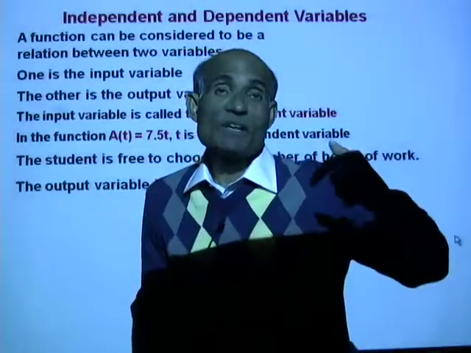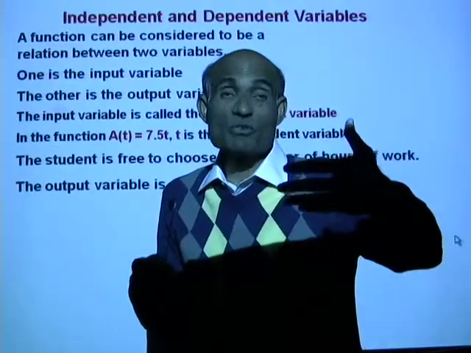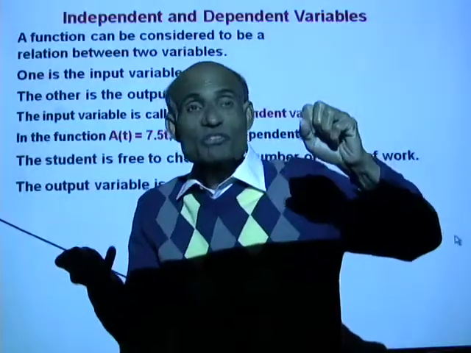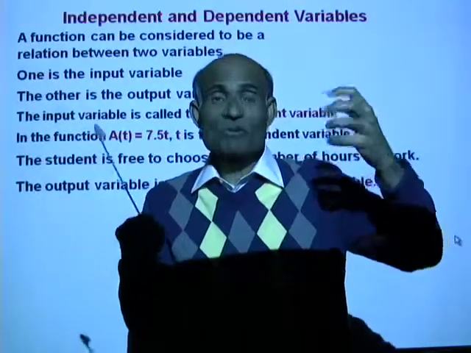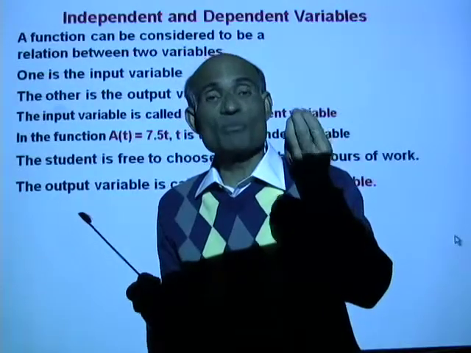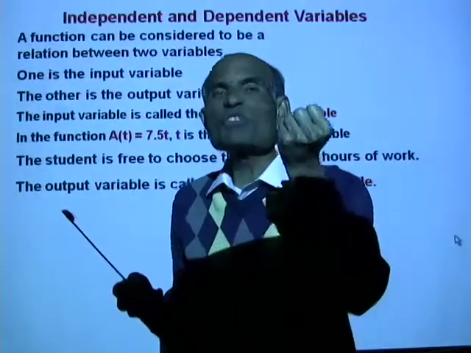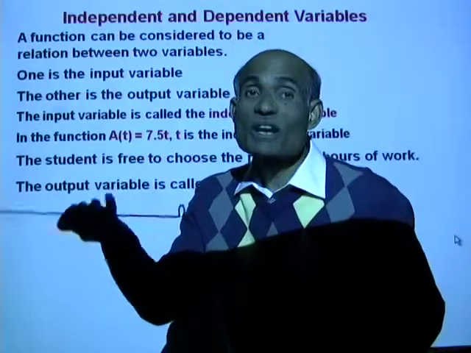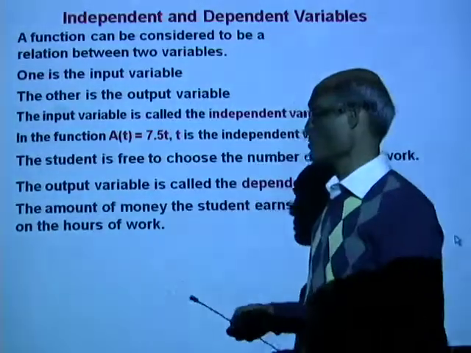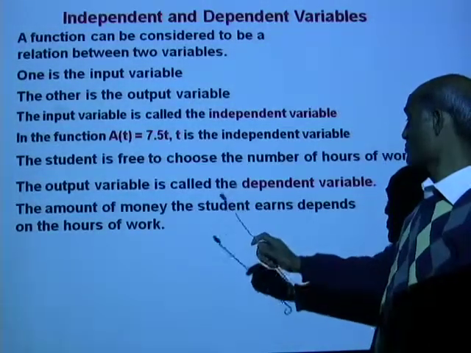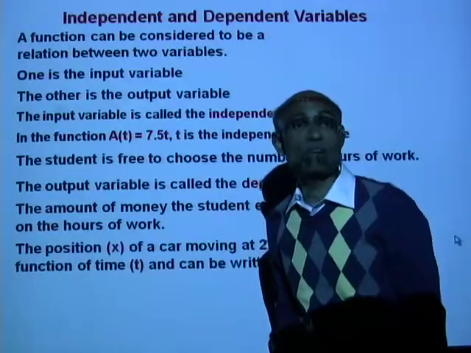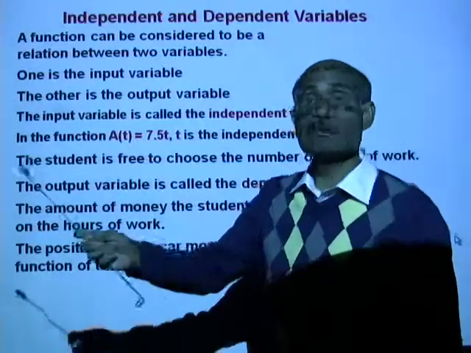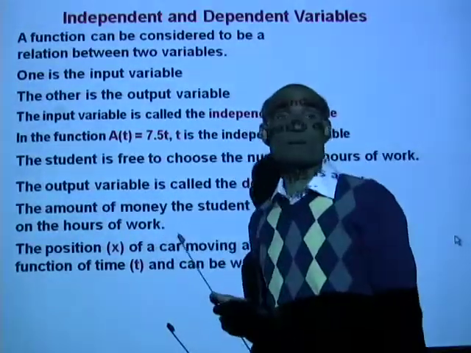So if you look at the general expression that you're familiar with, y equals mx. y is the output, x is the input. x is the independent variable, y is the dependent variable. Always the dependent variable is the function value, right? Which is connected to the input of the function. The amount of money the student earns depends on the amount of hours he works, and therefore the amount is a function of the time t.